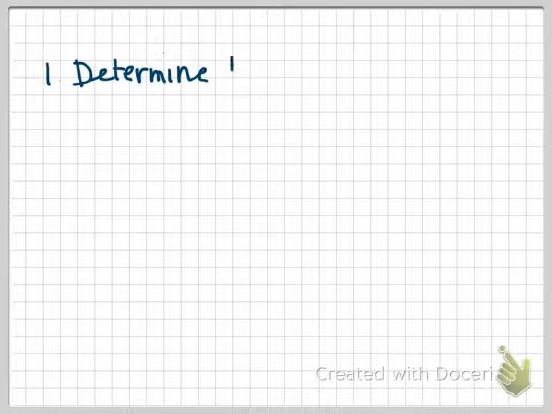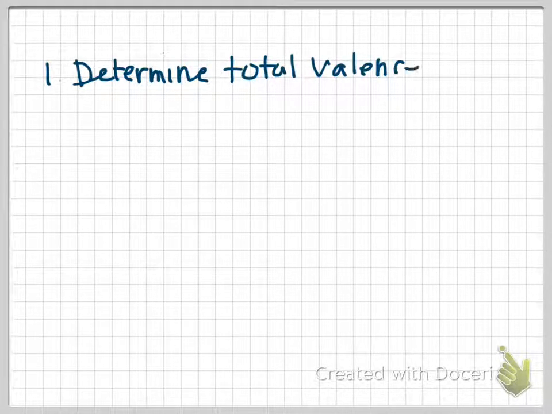So the first step in coming up with a Lewis structure is always to determine the total available electrons. So determine the total valence, and the valence are those outer shell electrons which are involved in bonding, and I'm just going to abbreviate electrons. And so how do we do that?